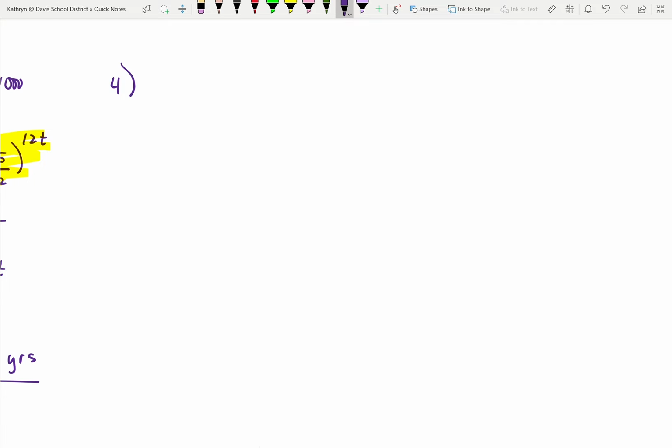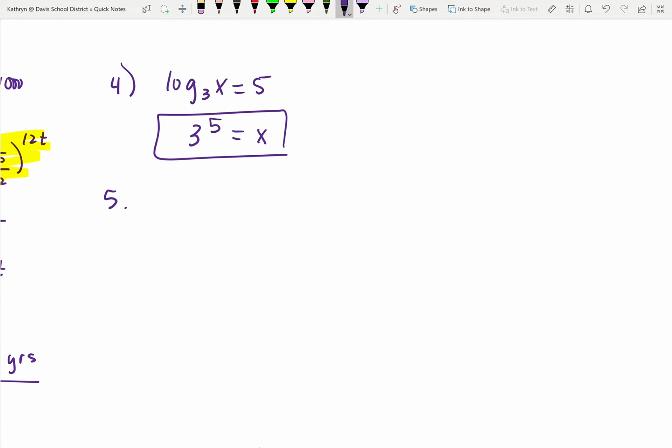Okay, question 4, write this in exponential form. So you take the 3, raise it to the other side, which is a 5, is equal to x. Okay, question 5.